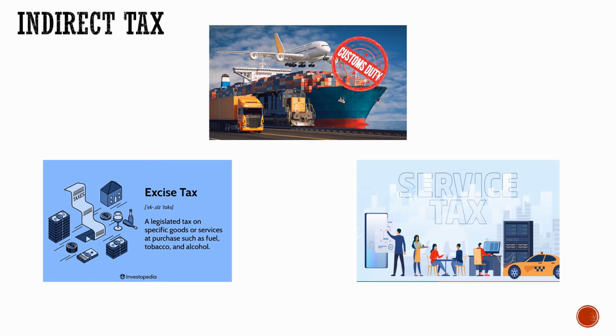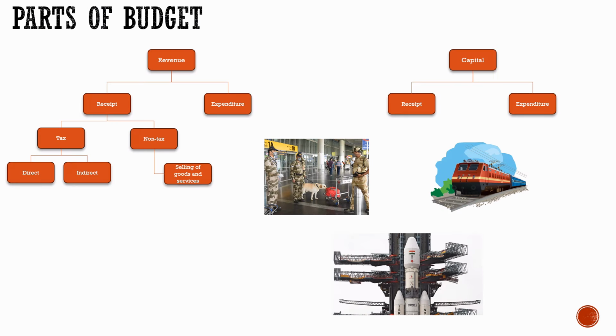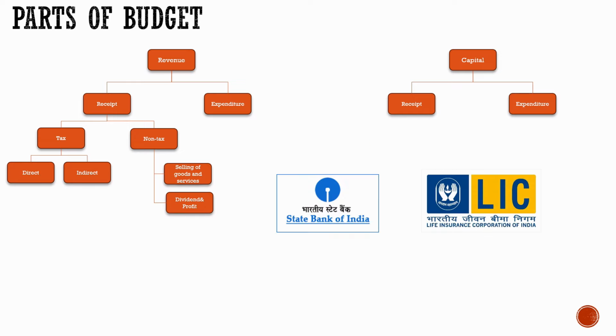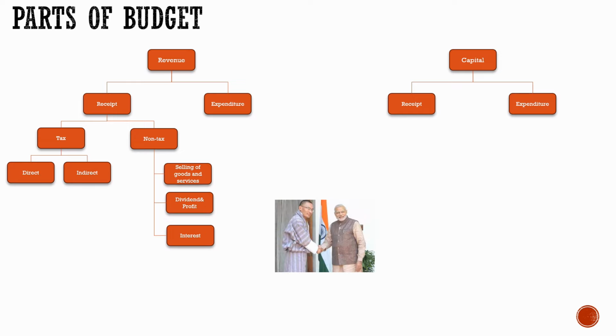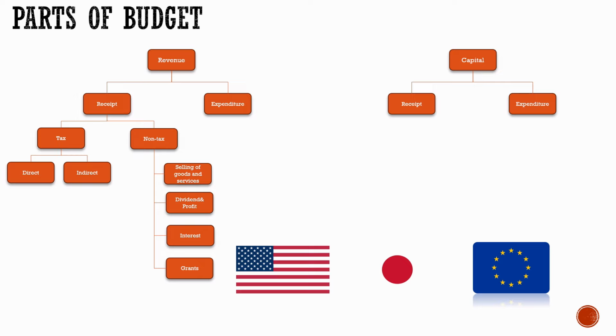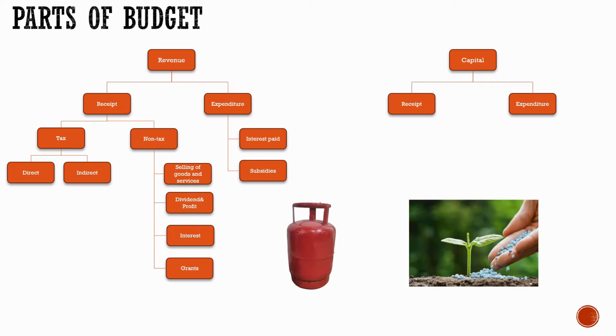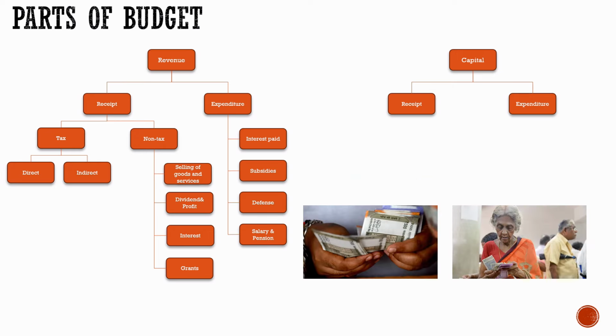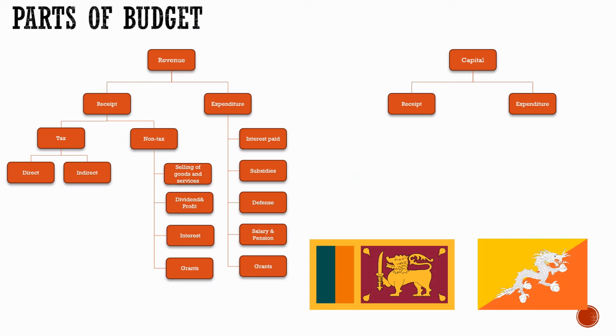And under non-taxation part, we have selling of goods and services, dividend and profit, interest, and grants received by other countries and entities. Under expenditure part, we have interest paid, subsidies, defense, salary and pension, and grants given to other countries.